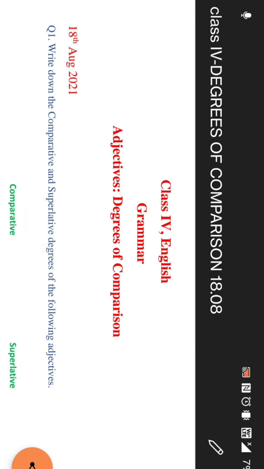Now, like I said, we are going to do some exercises based on our topic, adjectives, degrees of comparison. We have already done one simple exercise on what we understand by adjectives. Now today we are going to talk about when we have more than one noun to talk about. When we are comparing between two nouns, or more than two nouns, there the degrees of comparison come into the picture.